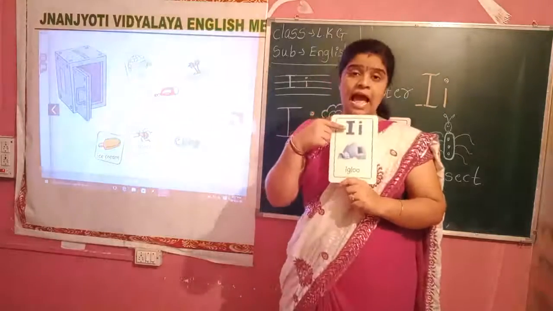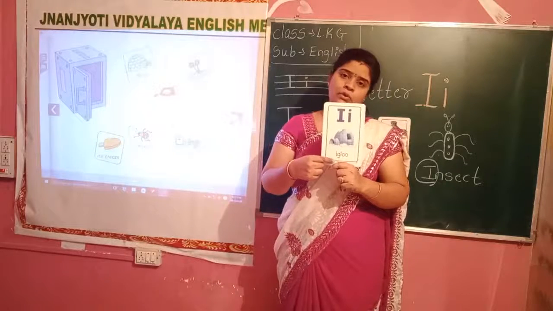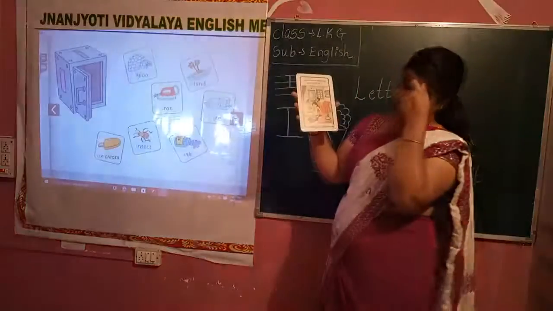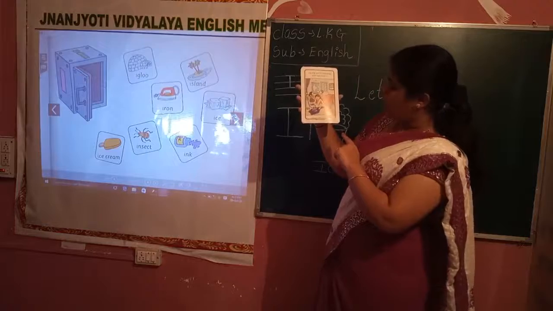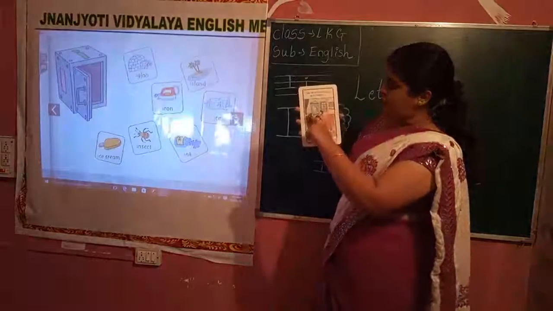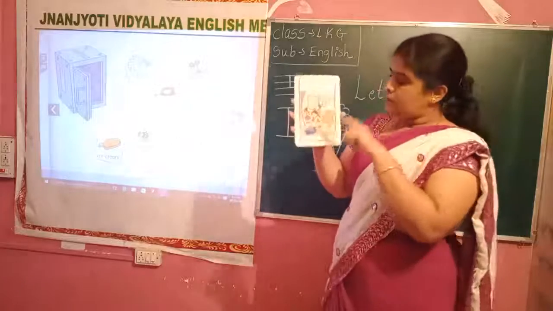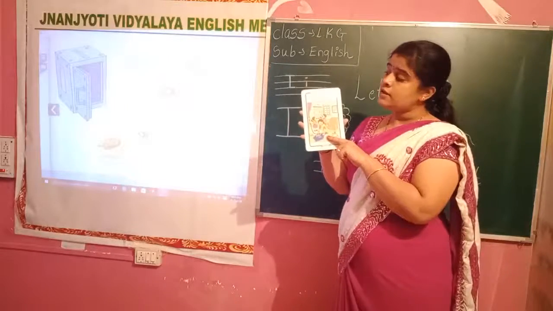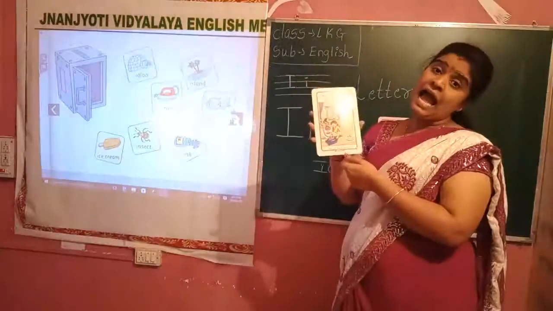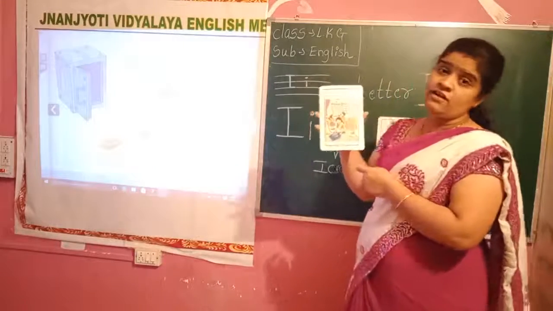That letter is I. I for igloo. I, I, igloo. Okay. On the back side, they have given you some pictures. Identify which pictures they are given. In these pictures, they give you small pictures beginning with the letter I. Okay, which pictures are given?